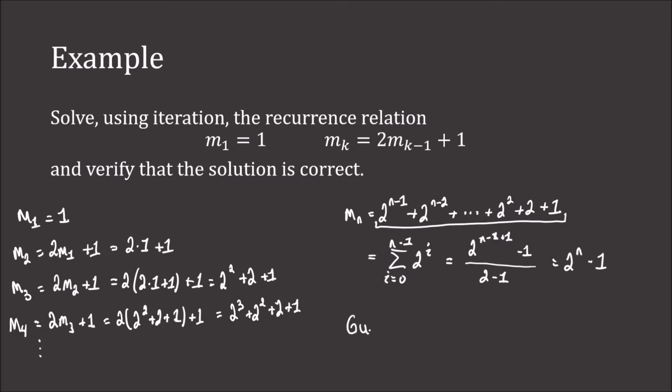And so we take as our guess m sub n is equal to 2 to the n minus 1. Now we just have to prove that this is a solution. That is, we have to prove that our guess is correct. Proof. And as I said, we do this using induction.